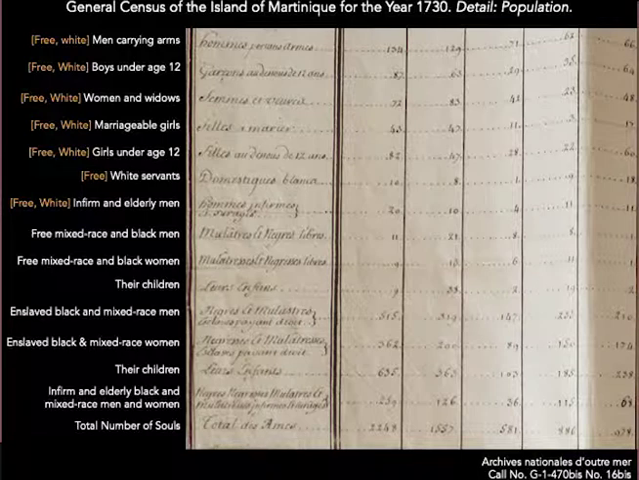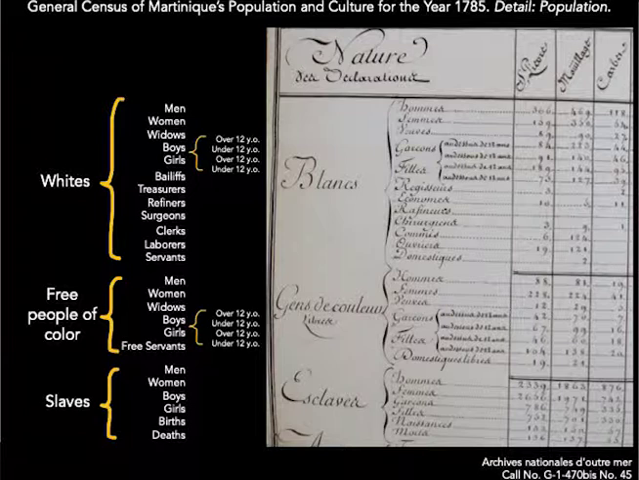These censuses give us a pretty good sampling of other official concerns beyond race and freedom. All the censuses counted able-bodied adults. Most also noted who could use a musket, so that's up at the top, men carrying arms. And they all note the presence of children. And many of them also note the presence of the elderly. If we go ahead to 1785, we also see that some censuses also counted specific roles in the colony. They are all whites in this case. So this trend, let me read it for you. Bailiffs, treasurers, refiners, surgeons, clerks, laborers, and servants are all specified here. Okay, so that tells us something about official concerns about the population.